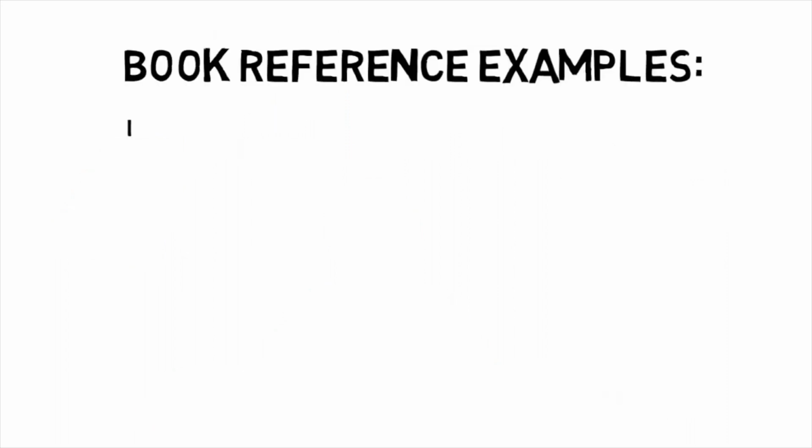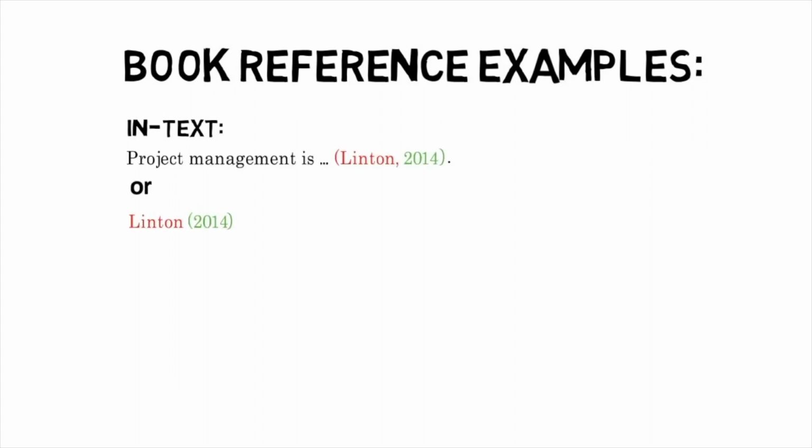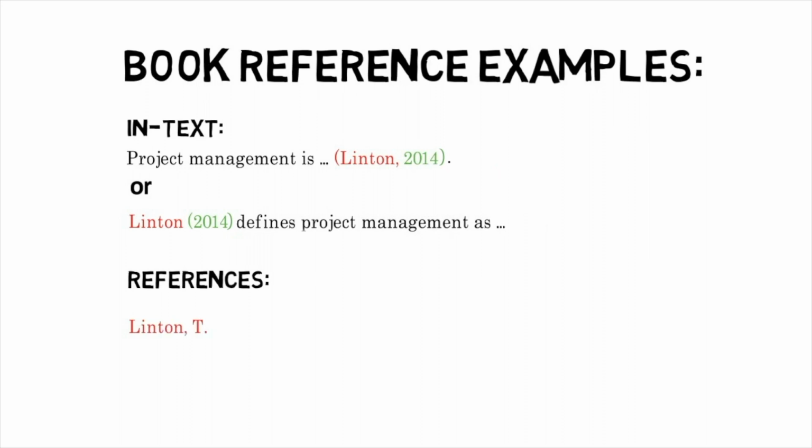Let's look at how to reference a book using the APA style. The in-text citation uses only the surname and date. In the reference list, you can see the 4 key parts of the citation: the author's name and initial, the date, the title, and the publishing information. Pay attention to the punctuation. This is important and is also part of the APA style.